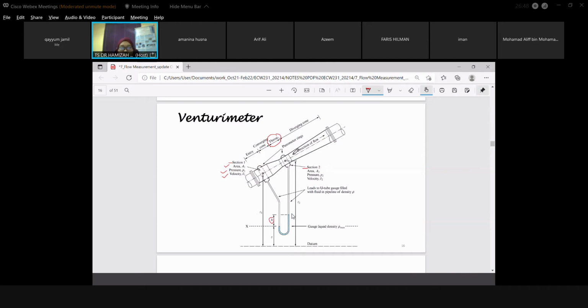Then we also measure the potential energy on the Z. Z is always measured from the datum, and it is always the vertical height. Even though we have the inclined manometer here, for Z we always measure the vertical height.